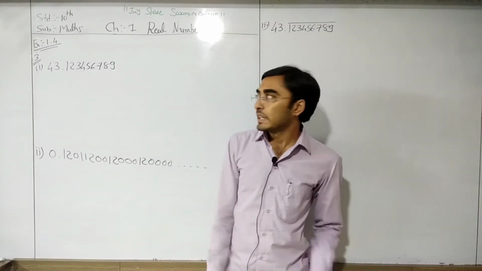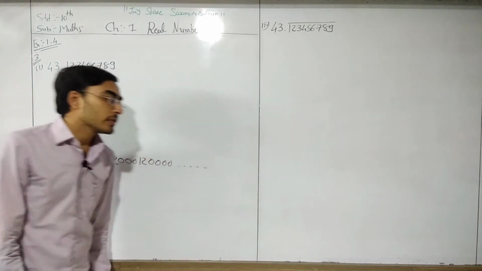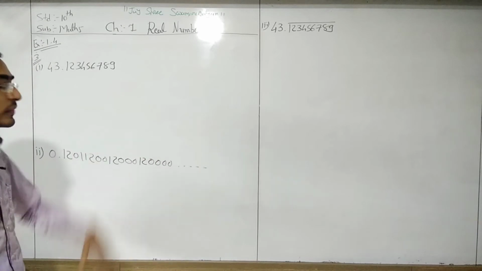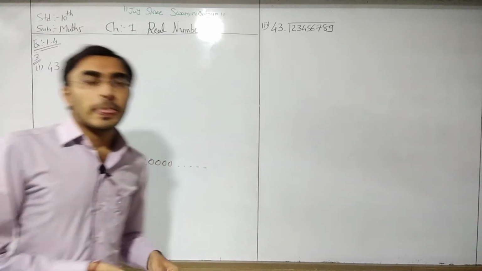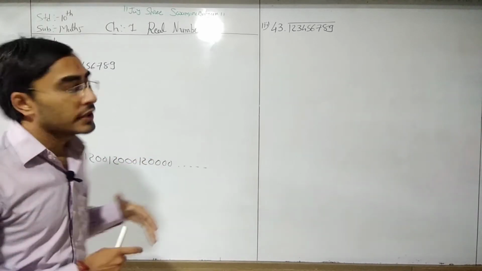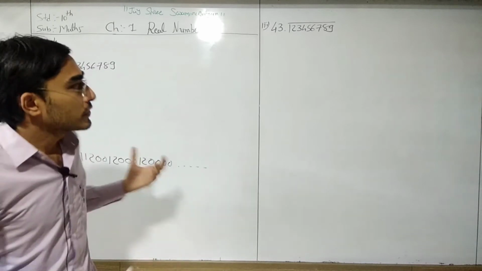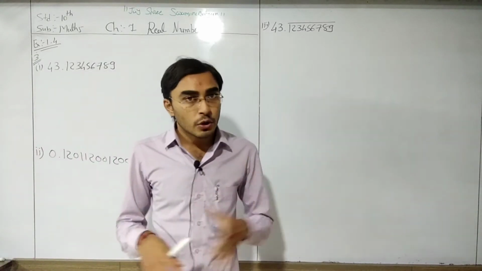Then question number 3. First of all, read this question. Here 3 internal questions are there. Decimal expansion is given to you. We just need to write here whether these numbers are rational numbers or not. Okay, we just need to write the answer.